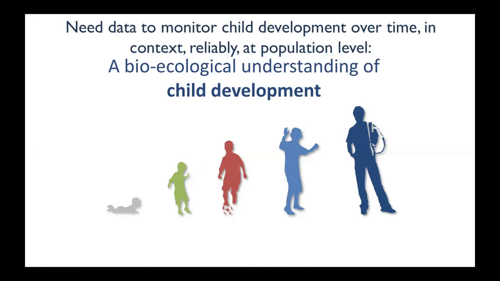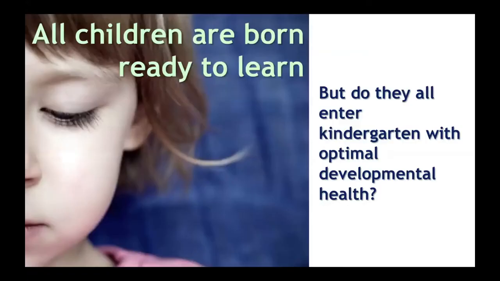And basically what we needed were data to monitor child development over time, in context, reliable at the population level, in order to achieve a bioecological understanding of child development from birth to later years. But at that time, about 18, 20 years ago, we thought that we needed that kind of anchor age. And what was the age where the most information was available on children?